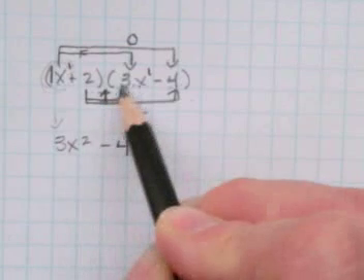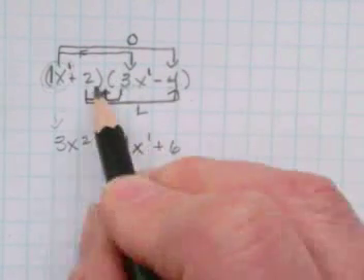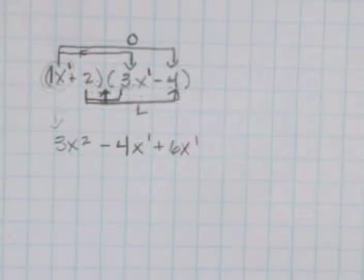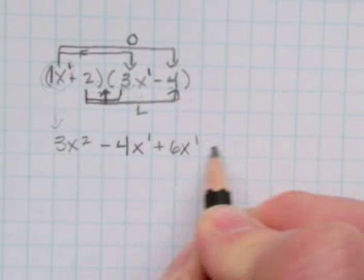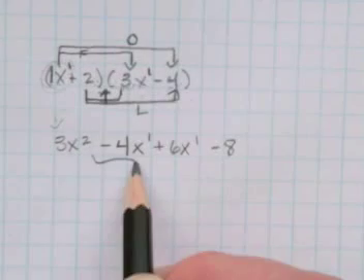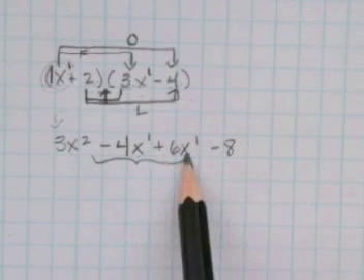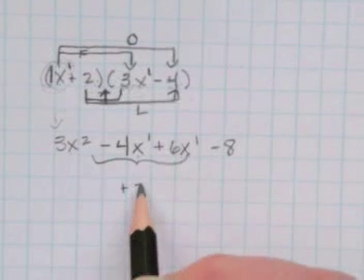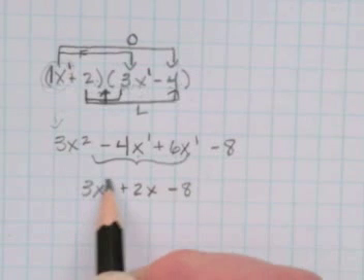So when I multiply my inner two terms, I multiply the coefficients and get 6. I add my exponents, but since there's no x there, I just have x to the first. And then here I multiply 2 times negative 4, and I get negative 8. So I'm almost done with my problem. Now all I need to do is combine those terms because we notice they're like terms, same variable to the same power. So negative 4 plus 6 gives me plus 2x. And this is the result of my multiplication.